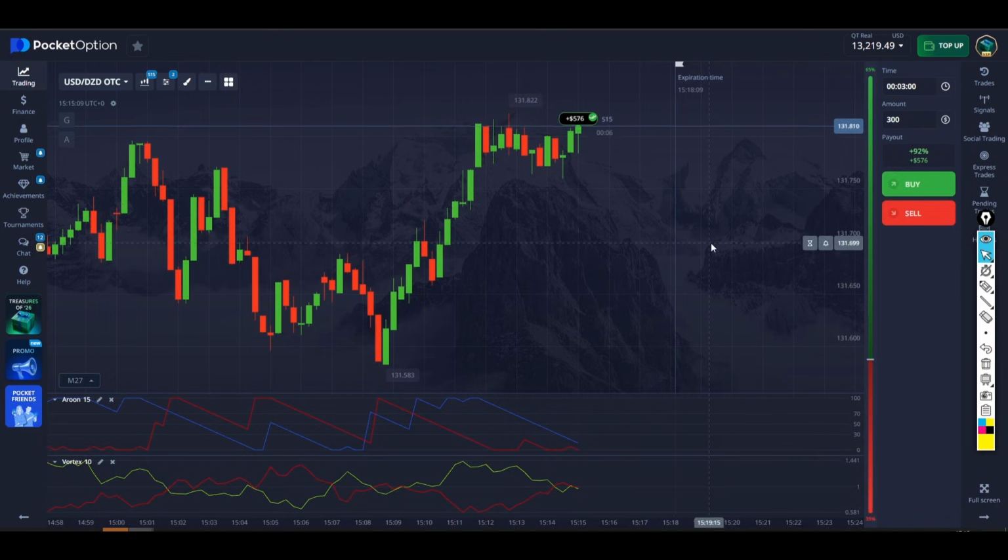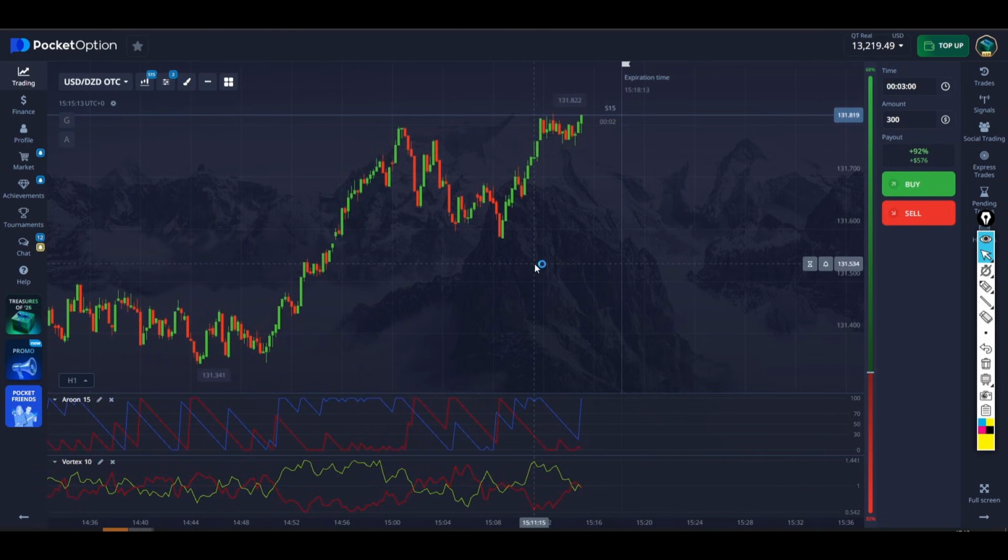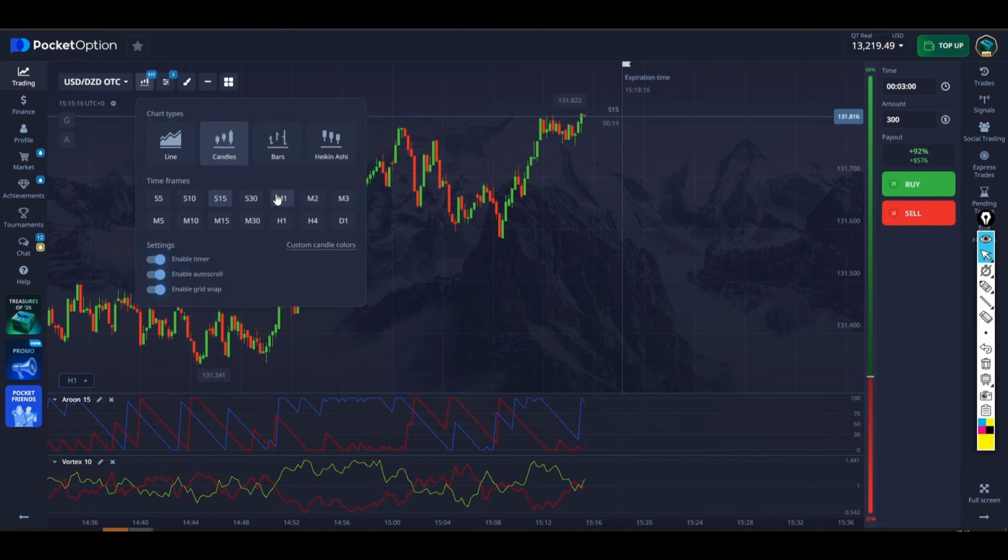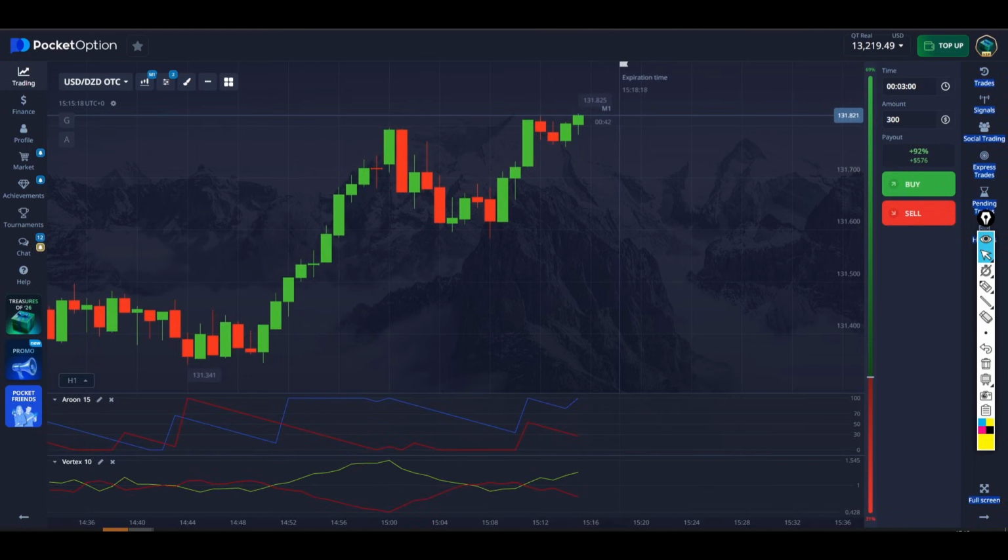Great. Another trade closes in my favor. Perfect. And the most important thing, guys, trade with the trend. Let's find one more setup and put this theory to the test.